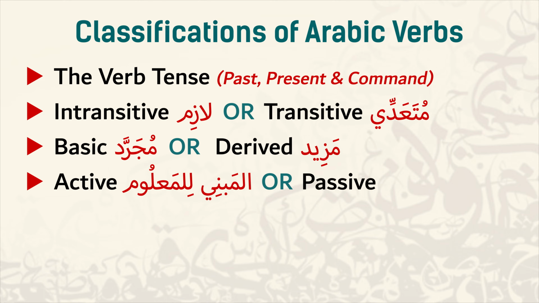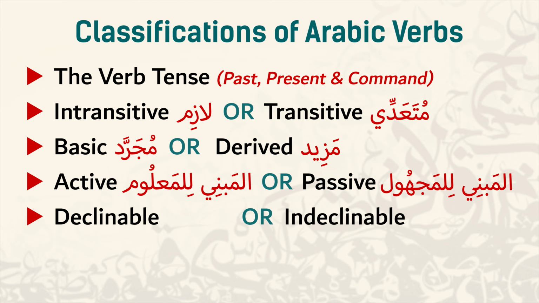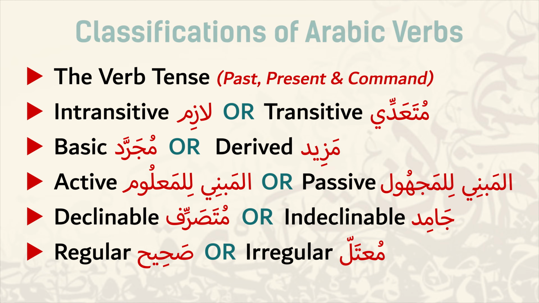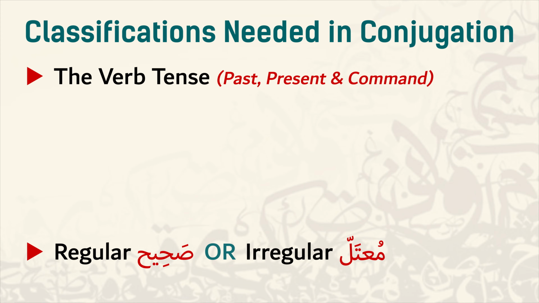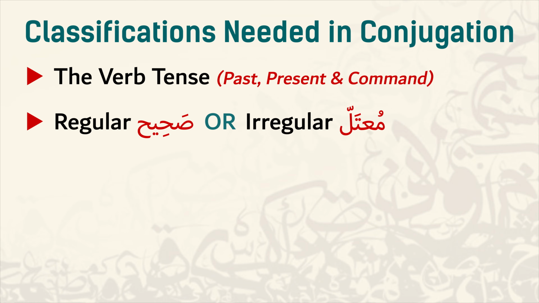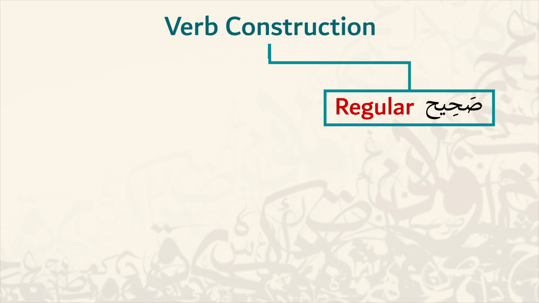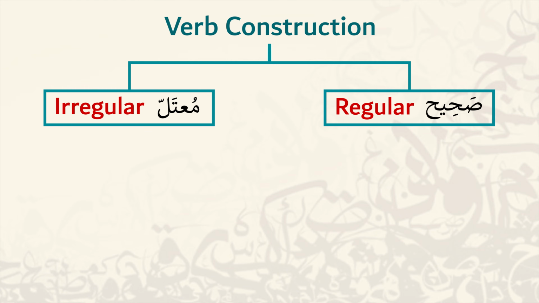Active and passive, المبني للمعلوم والمبني للمجهول. Declinable and indeclinable, الجامد والمتصرف. And lastly, we have a classification based on the construction of the verb, regular, صحيح, or irregular, معتل. Too many, right? When dealing with verb conjugation, we only focus on the construction of the verb together with the tense, of course. There are two main types regarding verb construction, regular, صحيح, and irregular, معتل.